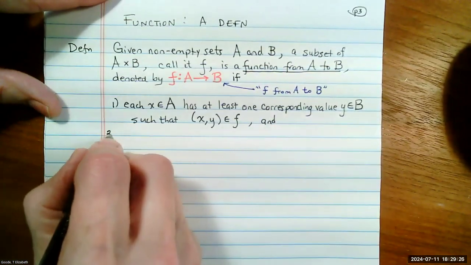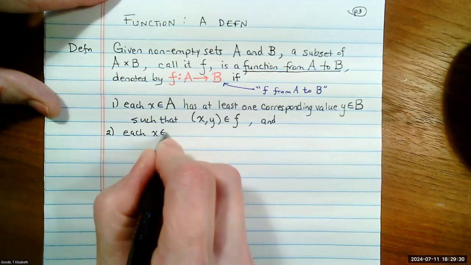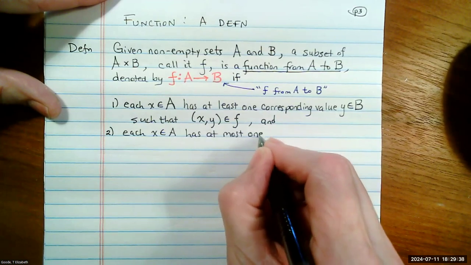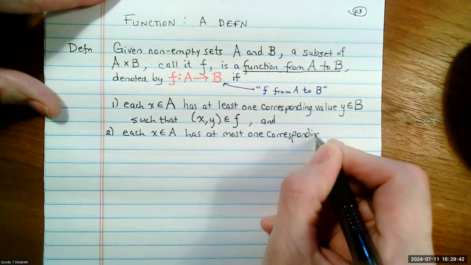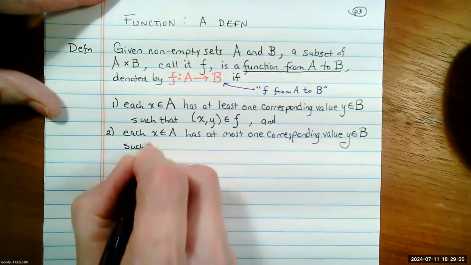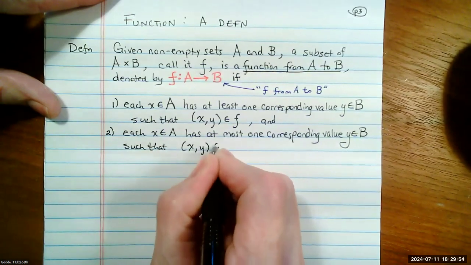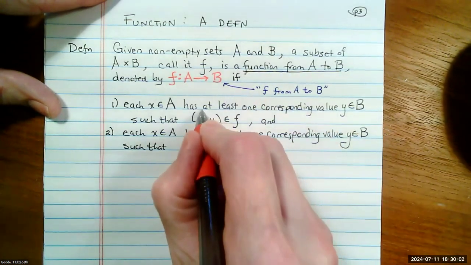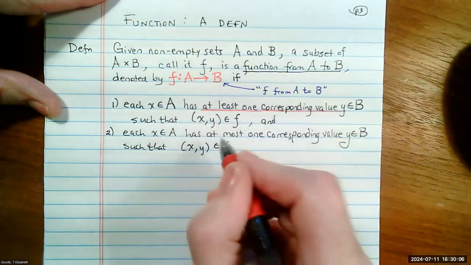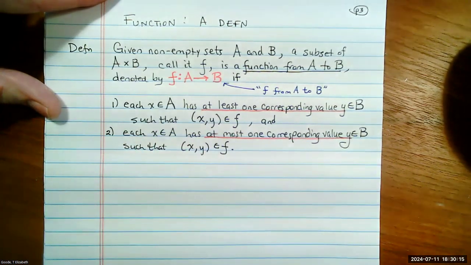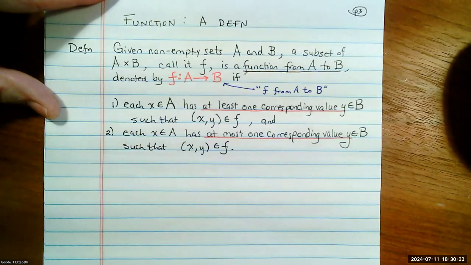And two, each X in A has at most one corresponding value Y in B, such that the ordered pair X comma Y is in F. So we have at least one corresponding value Y and at most one corresponding value Y. In other words, each X in A has exactly one corresponding value Y from B such that X Y is in F.